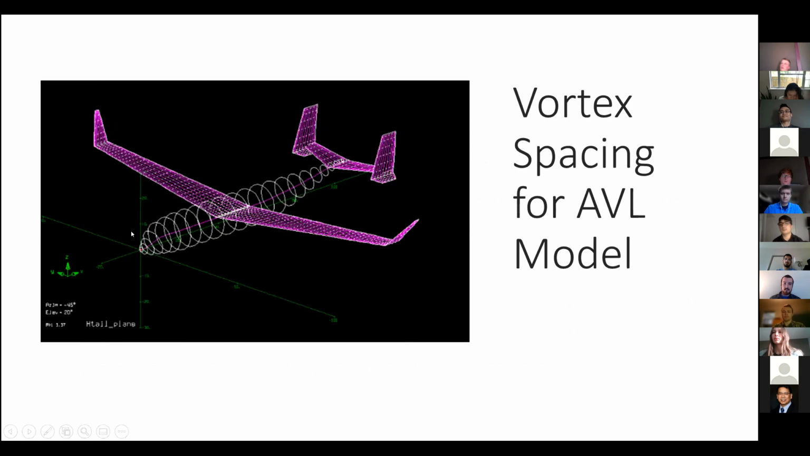Here you can see the vortex spacing used in the AVL model. The wing and tail are modeled using a bunch of different little horseshoe vortices, and then for the fuselage, each of these sections represents a source plus doublet vortex. So this is how the model looks, the way we did it.